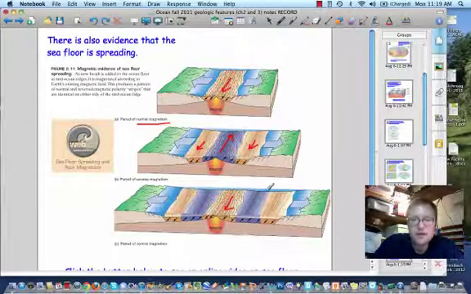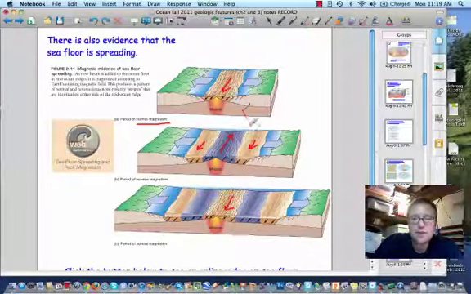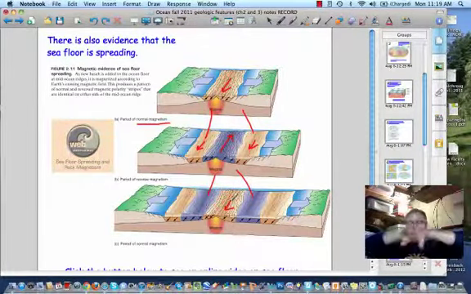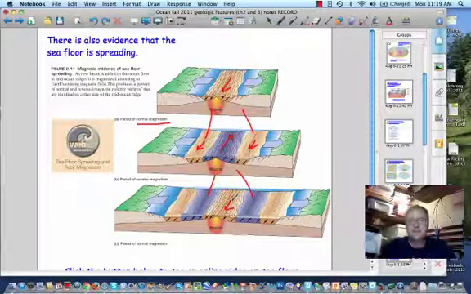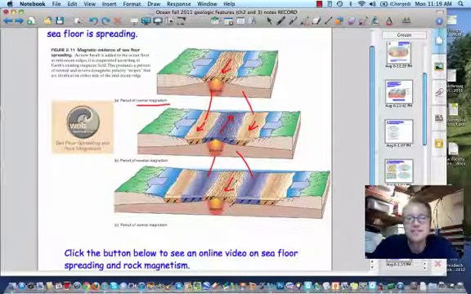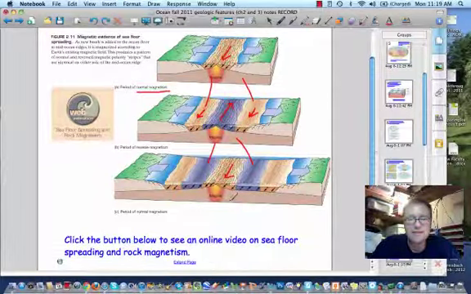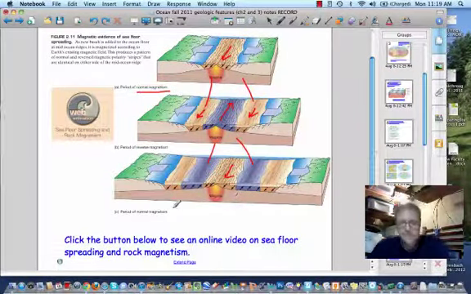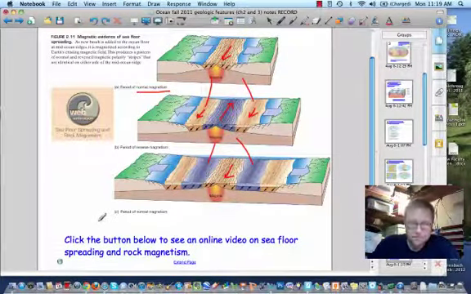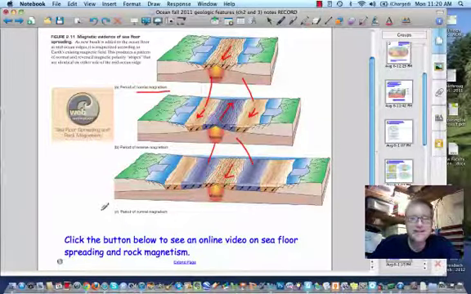And as you can see here, these rocks that were formed there are there and there. And then these rocks that were formed and spread apart are now there and there. And it creates this double band as they come up. That evidence said, you know what? I think the seafloor is spreading apart and the evidence is in the rocks. If you click here, you can watch a pretty neat video on that to see how that happens.